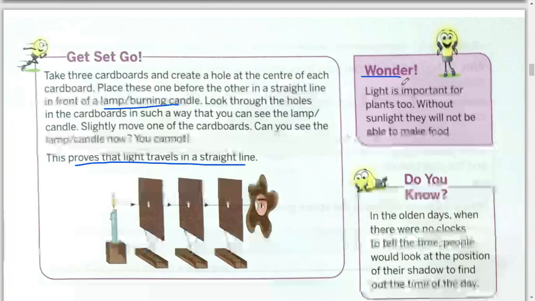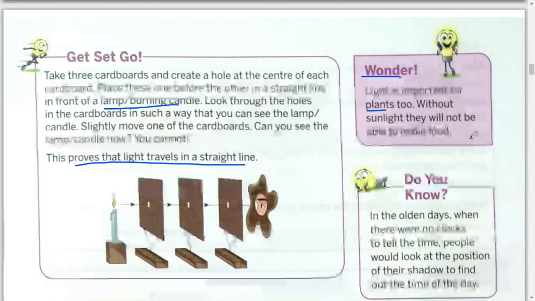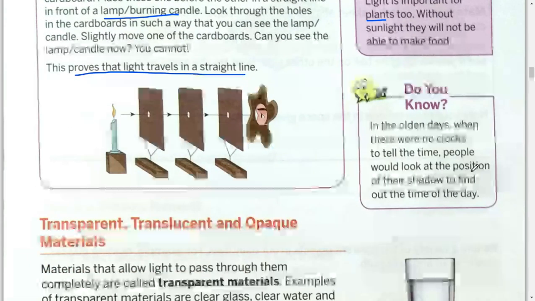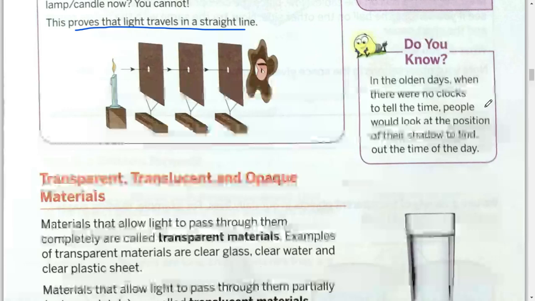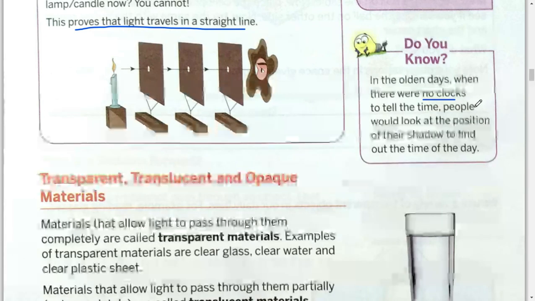Light is important for plants too. Without sunlight, they will not be able to make food. Do you know? In the olden days, when there were no clocks to tell the time, people would look at the position of their shadow to find out the time of the day.